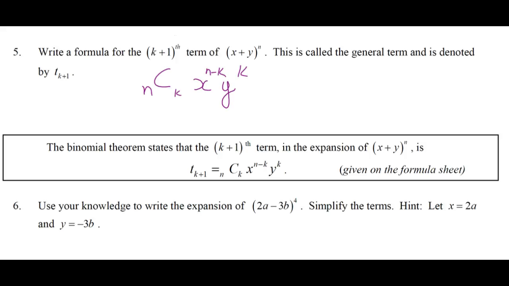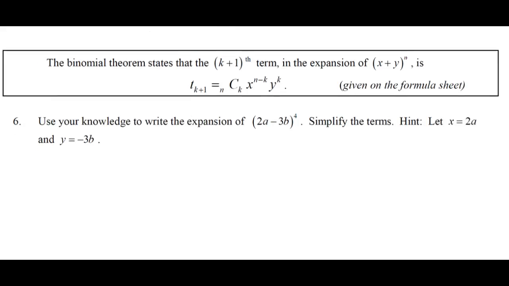So t sub k plus 1, that term is n choose k, okay, the n is from here. N choose k, x to the n minus k, y to the k. These have to add up to n. N minus k plus k is n. Okay, this matches this. That's just the big thing to remember. So the 0th term doesn't have a y. It'd be y to the 0.